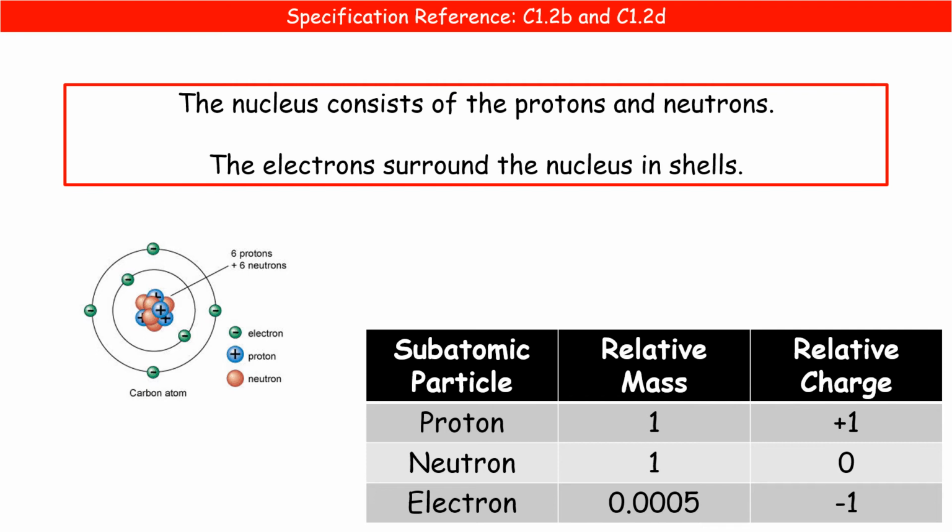Electrons have a relative mass of 0.0005, or 1/2000 if you prefer, and a relative charge of -1. Please make sure you know that table because, as I say, it is one of their little favourites.